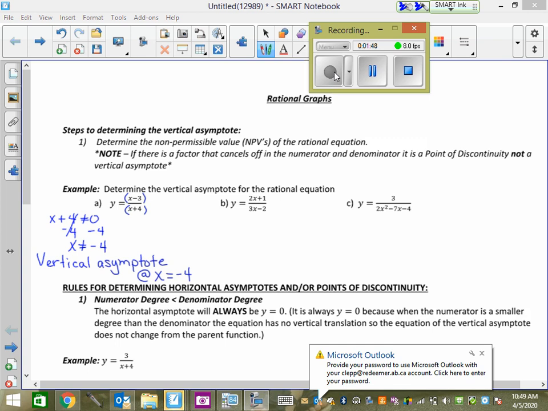Okay? For B, I have 2x plus 1, and on the denominator, I have 3x minus 2. All right? I'll show it with graphing calculators after when we connect also the horizontal asymptotes, but for now we're just going to find them algebraically. So the numerator and the denominator don't have a factor that cancels because they are separate factors, 2x plus 1 and 3x minus 2. So I just find the non-permissible value for 3x minus 2. So I say 3x minus 2 cannot equal 0. Solve. Add my 2 over. 3x cannot equal 2. And then I divide by 3.